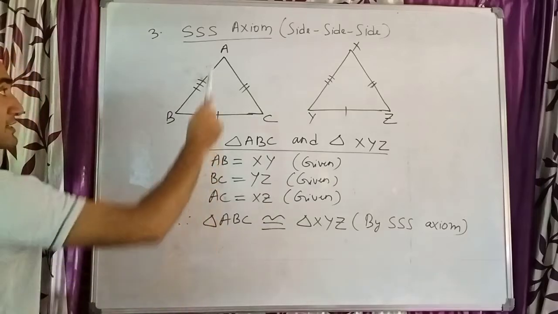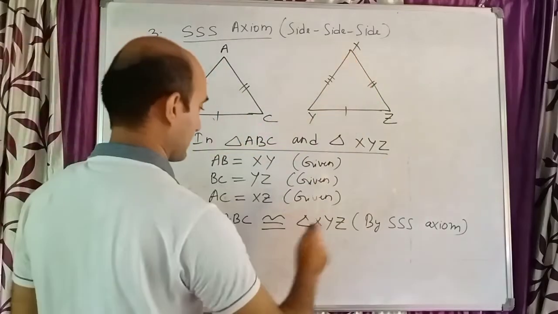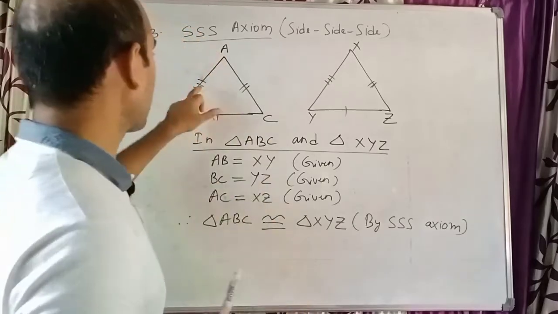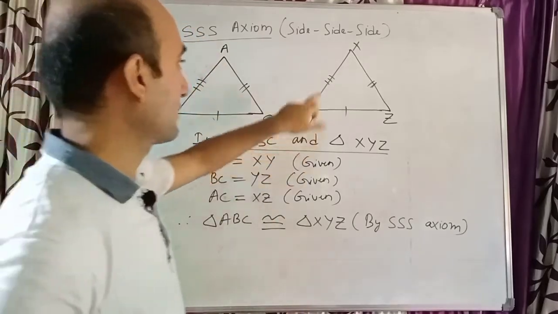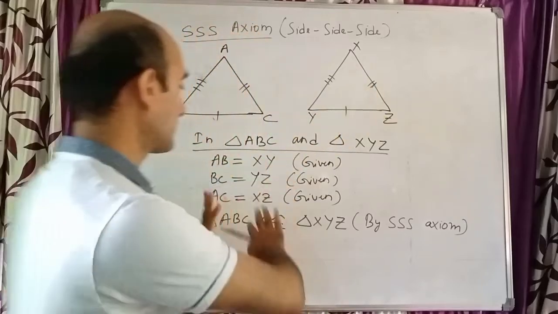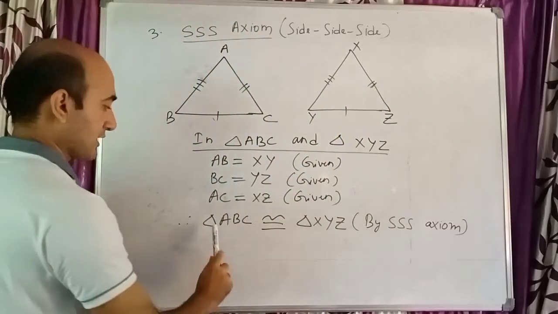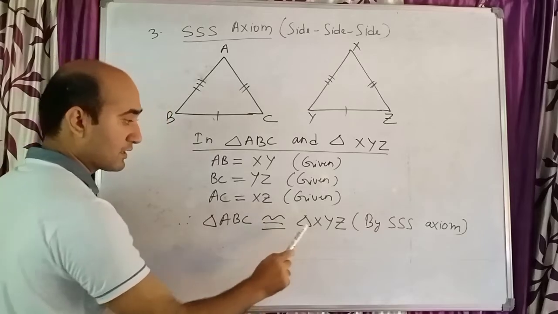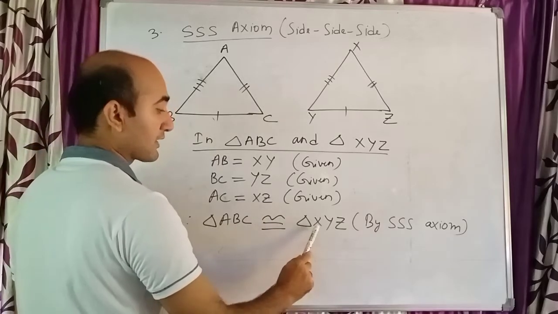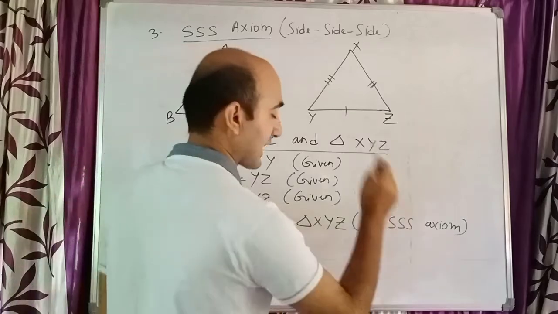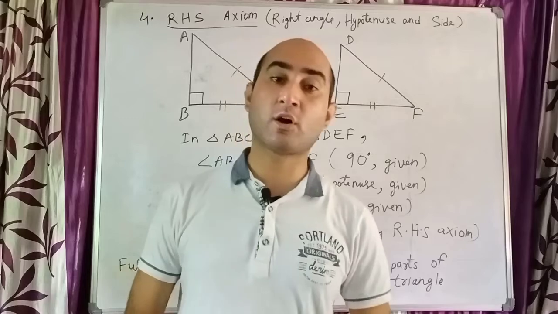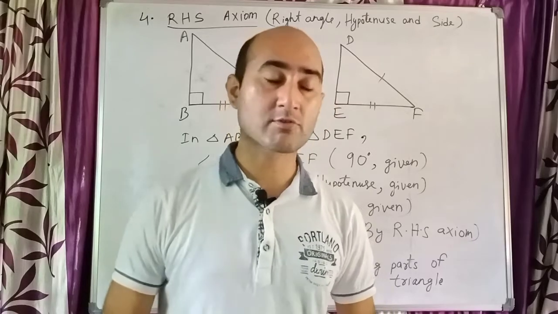AC is equal to XZ, it is given. That means all three sides, first side, second side, third side, are equal. So that's why triangle ABC is congruent, this is the congruent symbol, to triangle XYZ by SSS axiom.